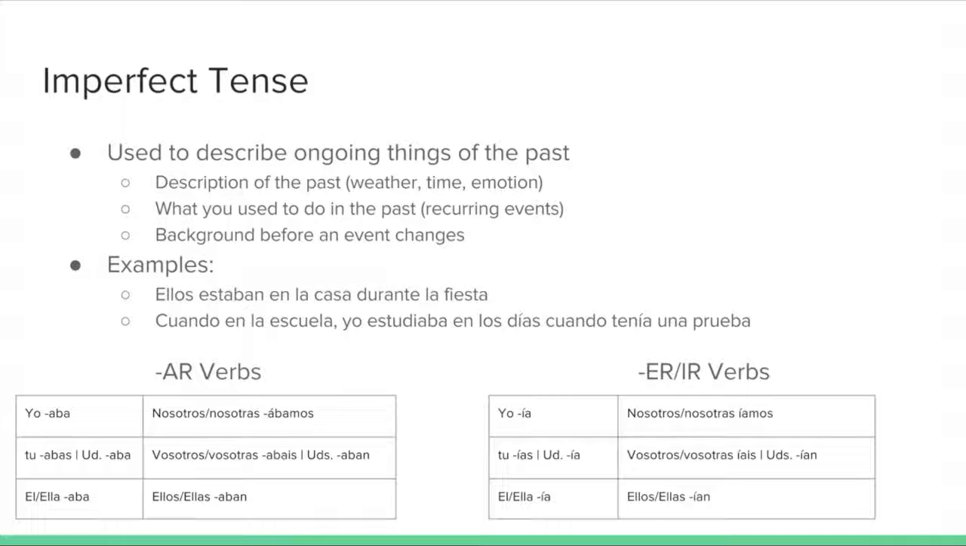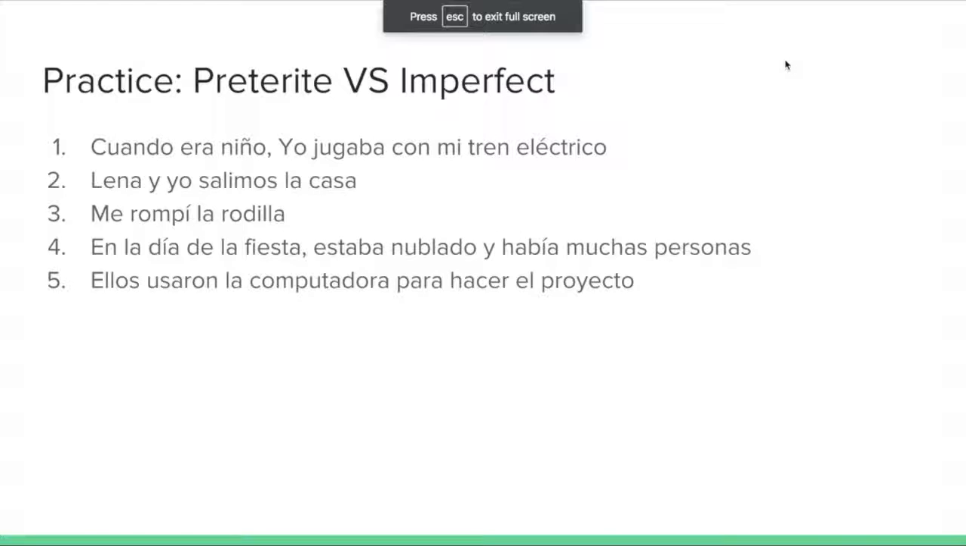Okay, so now we're going to practice using the preterite and imperfect tense. The first sentence, "Cuando era niño, yo jugaba con mi tren eléctrico." This sentence would be imperfect. This is because when you say "cuando era niño," it's saying when I was a kid, but it's the fact that this happened multiple times and you don't know that it happened just once. So "jugaba" is also the conjugation for imperfect.